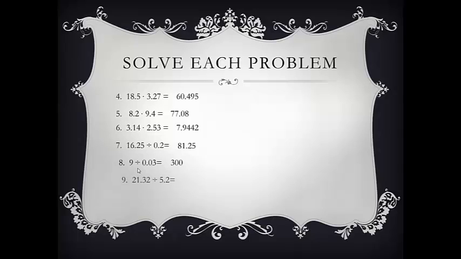Number 9, 21 32/100 divided by 5 2/10. 21 32/100 is on the inside, and 5 2/10 is on the outside. Because it's on the outside, I only have to move it one place. So I do the same thing to the inside, bring my decimal straight up. So now I have 213 2/10 divided by 52. And when I divide that out, I get 4 1/10.